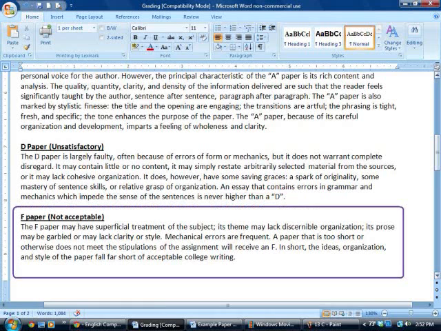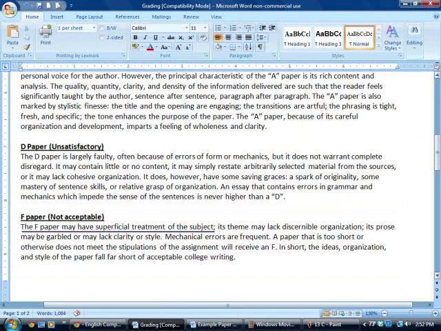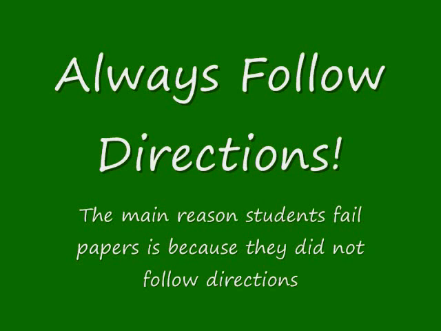Now, if you don't want a D, I know you don't want an F, so listen very carefully to what constitutes an F paper so we can avoid it. An F paper may have superficial treatment of the subject, its theme may lack discernible organization, its prose may be garbled, or may lack clarity or style. Mechanical errors are frequent. A paper that is too short or otherwise does not meet the stipulations of the assignment will receive an F. In short, the ideas, organization, and style of the paper fall far short of acceptable college writing. And keep in mind that word count is something that is factored in, so make sure that you are writing the minimum number of words as well.